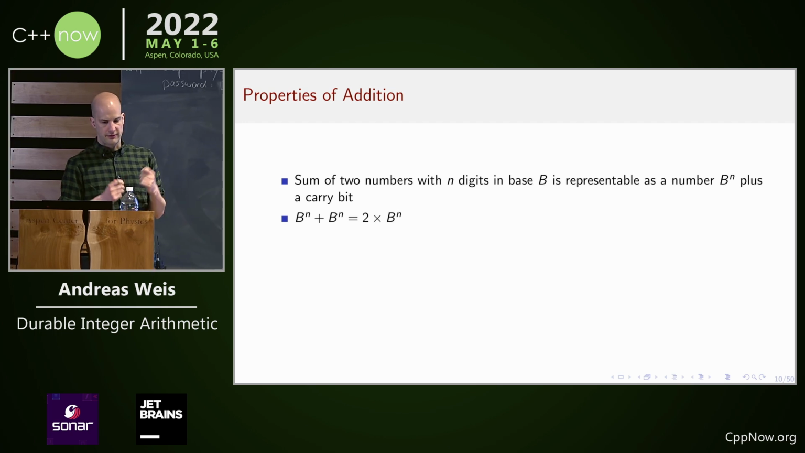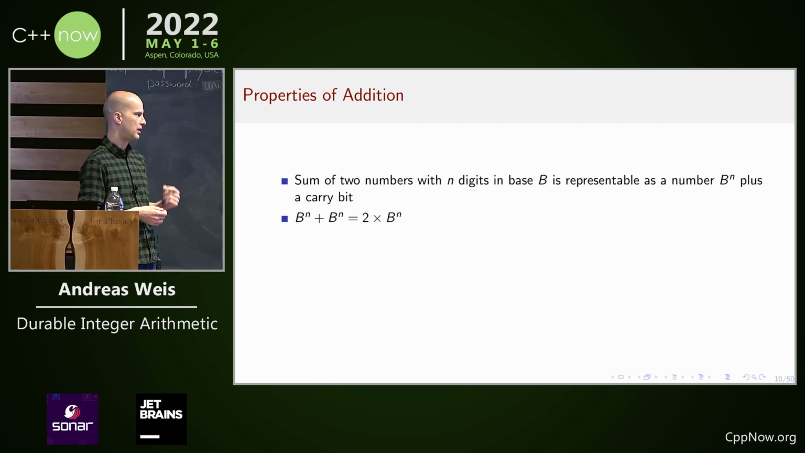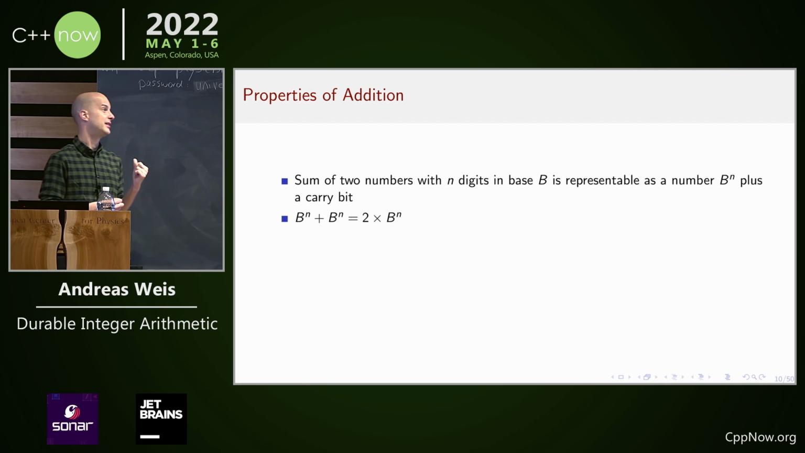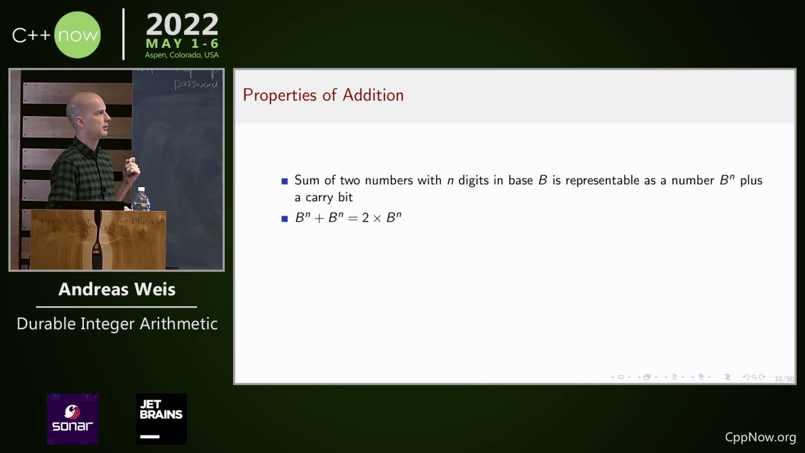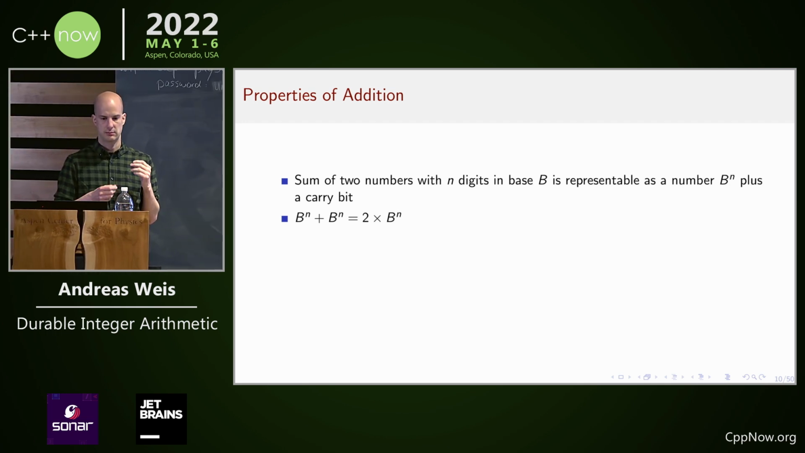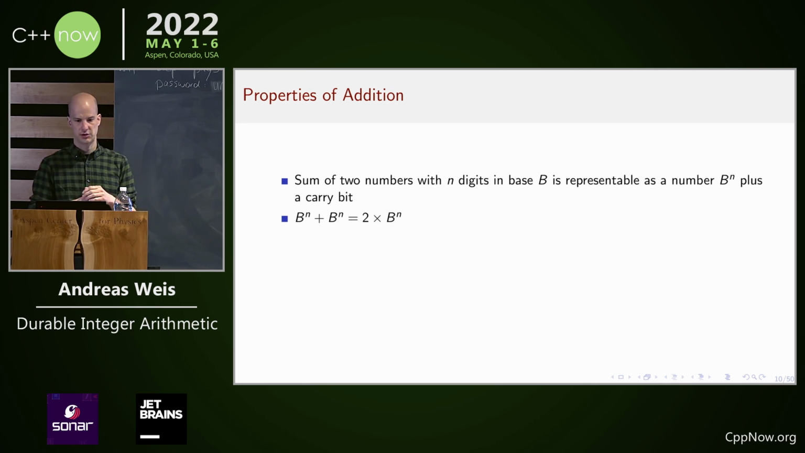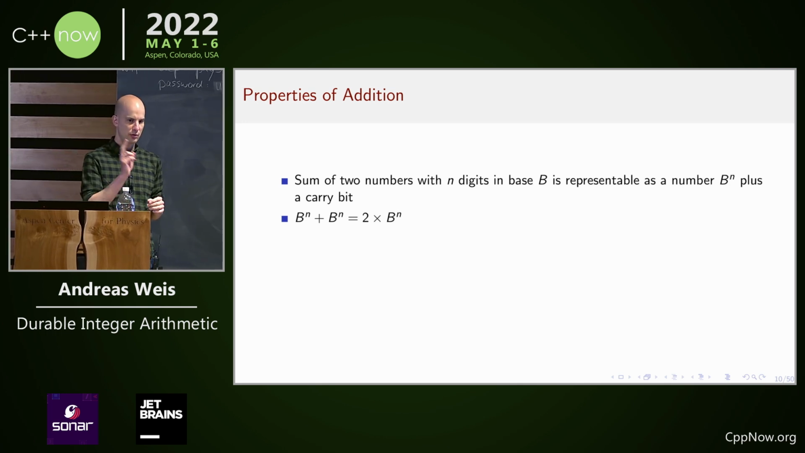The first thing to notice is that the sum of 2 numbers with n digits in base B is always representable as a number of that same width, so again, a number with n digits plus a carry bit. And you only need 1 bit no matter what your base is. For the binary case, that is obvious, but it also generalizes to the higher bases.